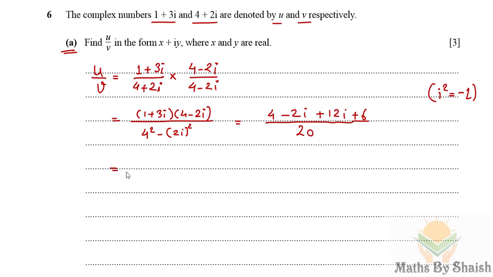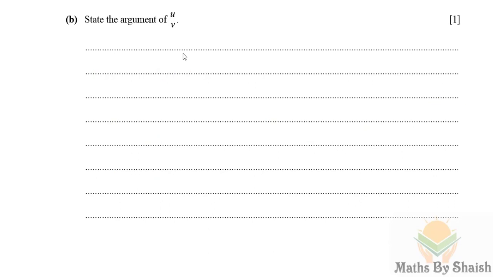Now we'll simplify it. 4 plus 6 is 10, and plus 10 iota, upon 20 here, upon 20 here, so at the last we got it as 1 upon 2 plus 1 upon 2 iota. So that's the answer in the form of x plus iota y. I hope it is clear. Let's do the B part. Now here's the B part.